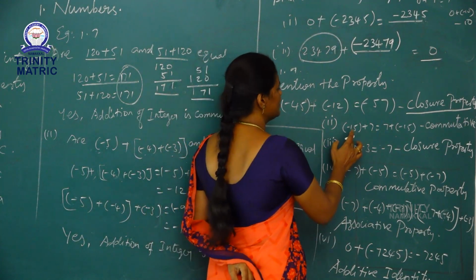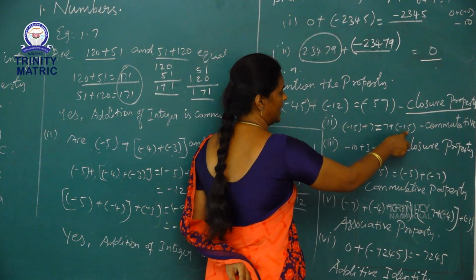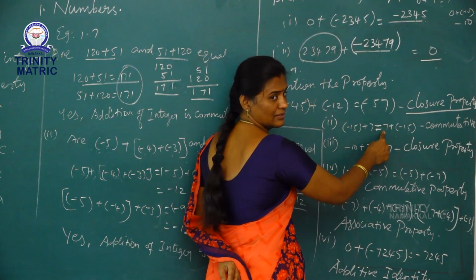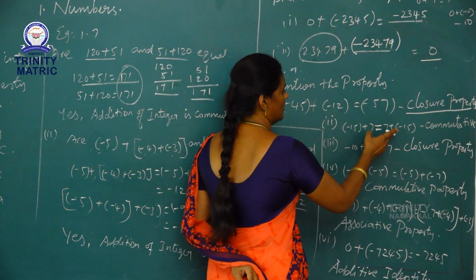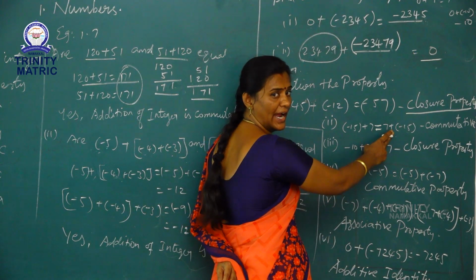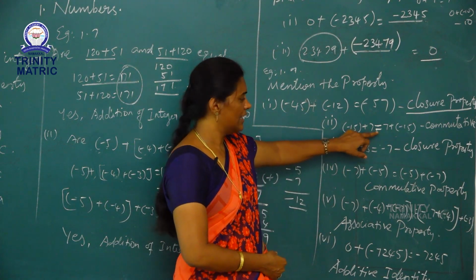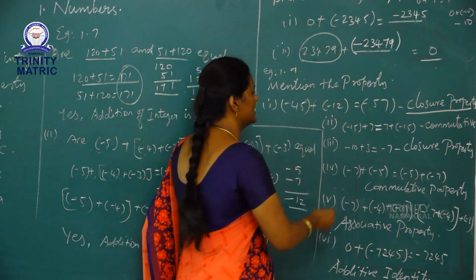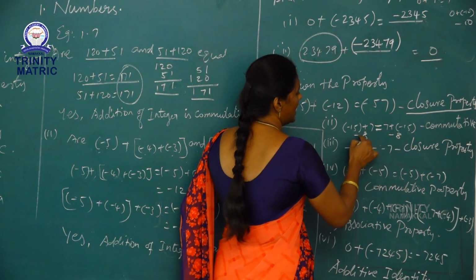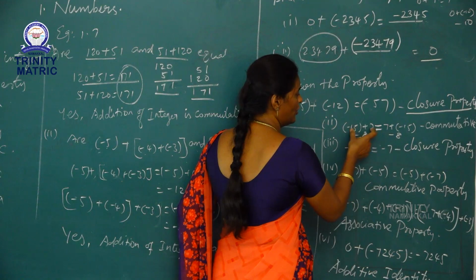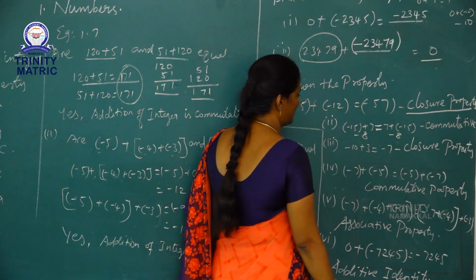Next, minus 15 plus 7 is equal to plus 7 minus 15. Here the orders are changed. So this is commutative property. When we change the order and add the integers, we get the same answer. That is why they are given equal here. Minus 15 plus 7 is minus 8, and 7 plus minus 15 is also minus 8. Here the addition of these two integers in any order is equal. So this is commutative property.